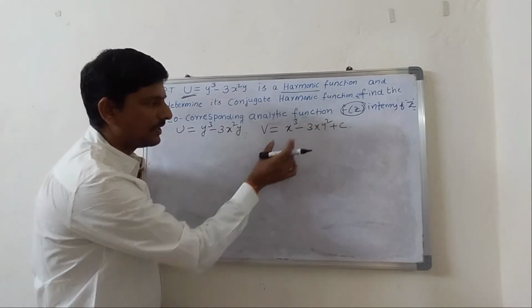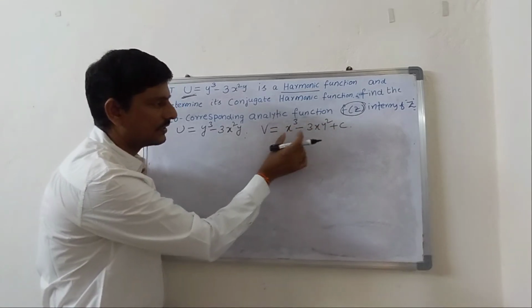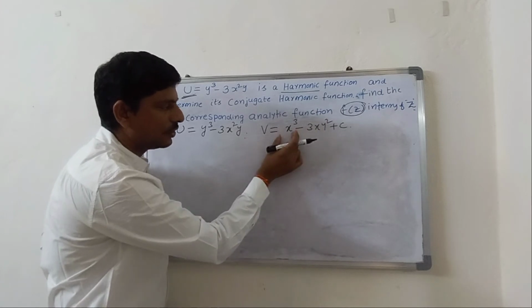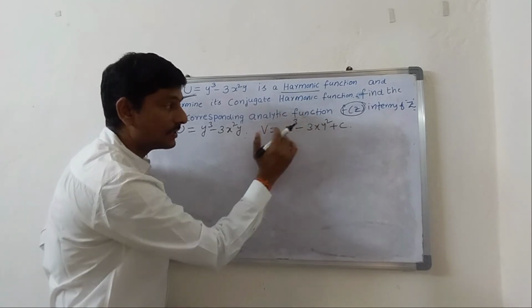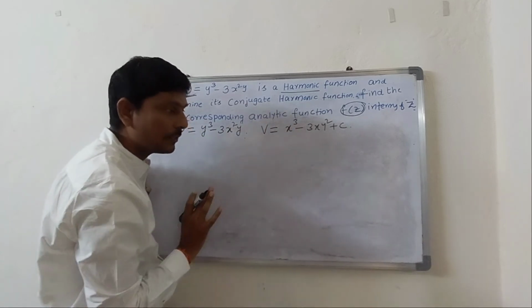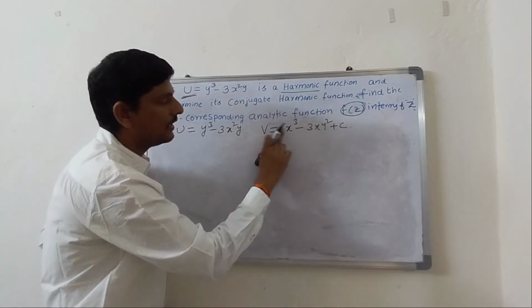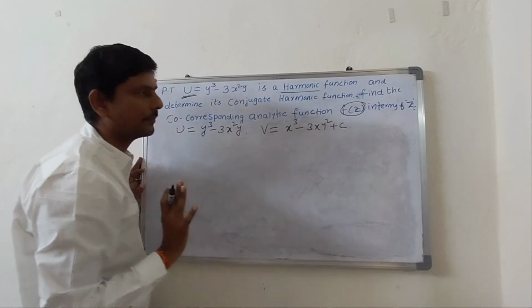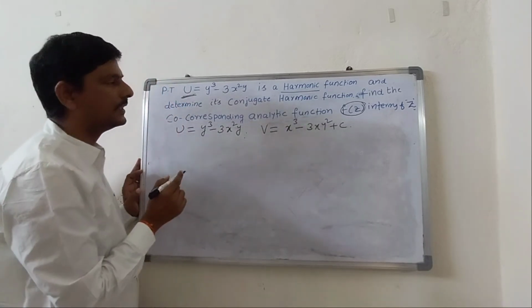Right students, in the previous step we made a mistake, that is −3xy² − x³, but we have to multiply that minus into the internal terms, then we get minus into minus, plus x³. Please remember that, minus into minus plus x³. Please correct it. So here v = x³ − 3xy² + c. Okay, now we have to find f(z).